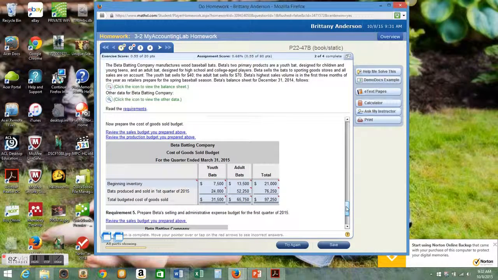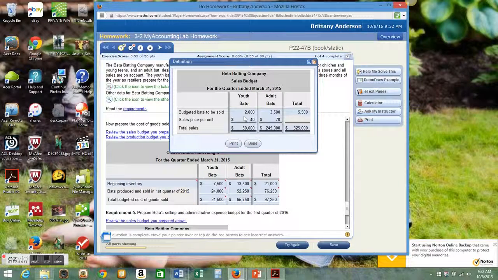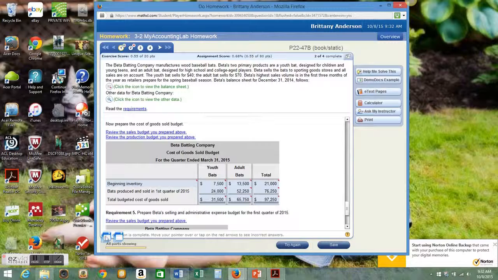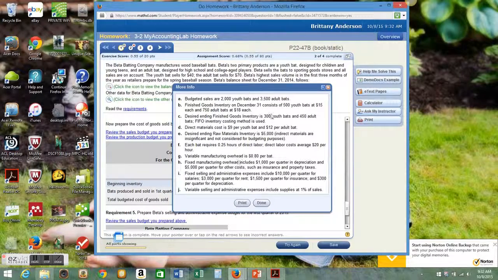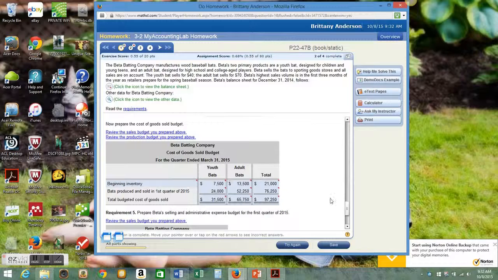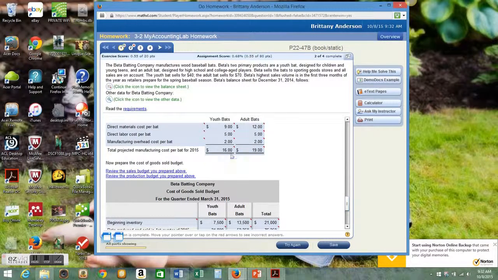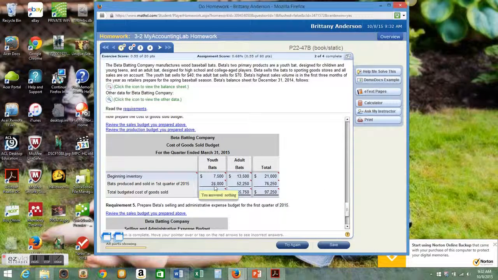Again, I'm going to take my youth bats, and take that 2,000 from my sales budget. I'm going to subtract the 500 that were in the beginning inventory. It's going to give me 1,500 bats. I'm then going to multiply that by the $16 that we've calculated above. That is going to give me the $24,000.